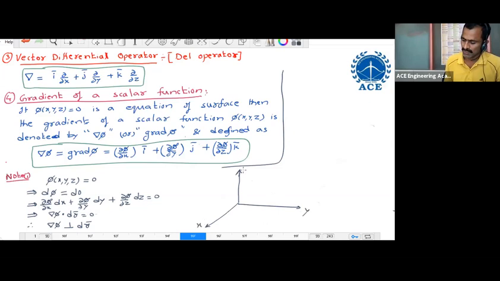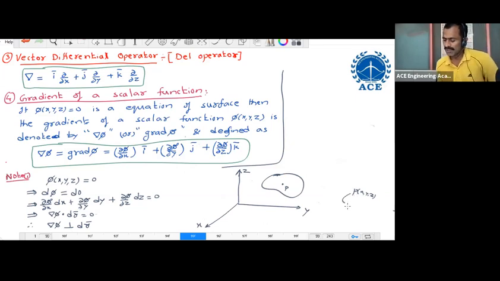x, y, z. Some object in space. On the surface of this object, we consider one point P. P is any point x, y, z. If P is a point x, y, z in space, then its position vector, that is OP bar, is the same as r bar. So r bar equal to x i bar plus y j bar plus z k bar only. So P is any point in space, then its position vector is r bar.